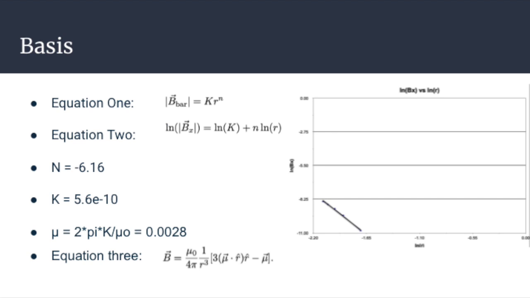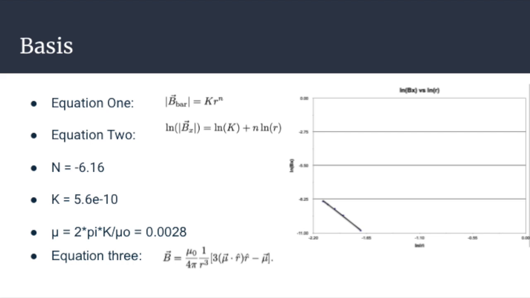Now to introduce a few important equations. The first is for the magnitude of the magnetic field, which is k times r to the n. K is a combination of unchanging constants and r is a separation distance, and I'm going to experimentally find n.